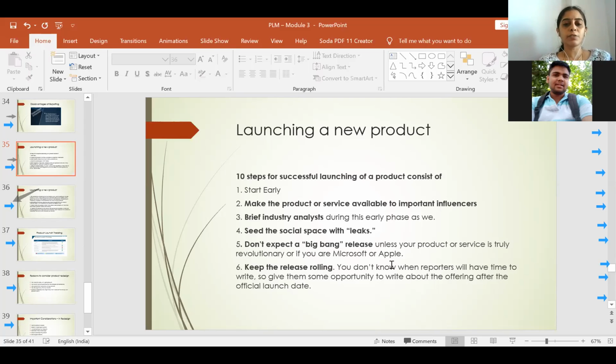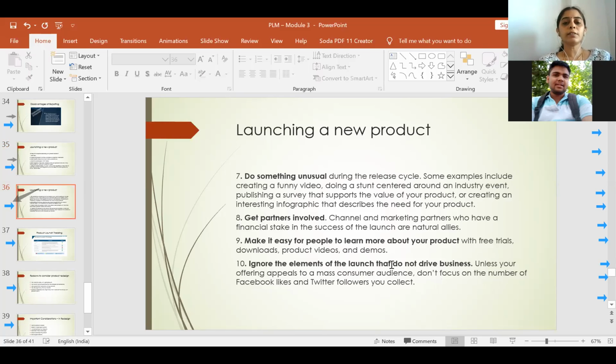So these are the 6 successful steps for launching a product. The other 4 are here. So always you have to get your partners involved in launching the product, and you have to do something unusual. So some funny video along with the product launch, or some stunt or something different, so that it grabs the mind of the customers. So that they feel like, oh, it is something different, and even they are launching in a different way and it looks pretty good, so why don't we try this product. So you have to do something unusual, something unique during the launch of the product.